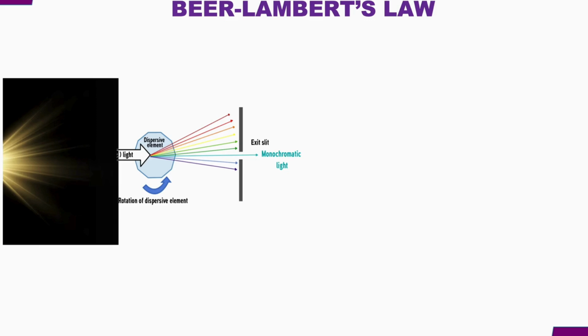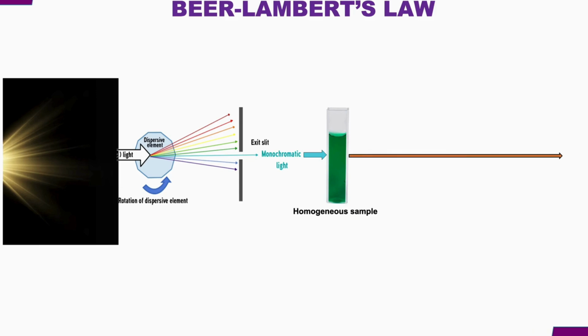And through the exit slit, the monochromatic light passes out and strikes our sample, which is actually a homogeneous mixture of the solute in the solvent. Now what happens, basically every molecule in this sample is capable of absorbing its own characteristic frequencies of electromagnetic radiation. So during this process, energy transference takes place from the radiation to the molecule, and this results in a decrease in intensity of the incident radiation after it passes through the sample. So we get the transmitted light with a decreased intensity, which then strikes the detector.